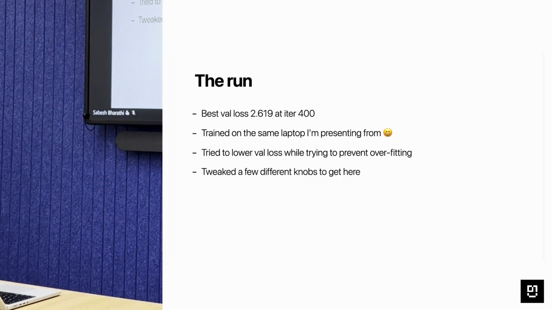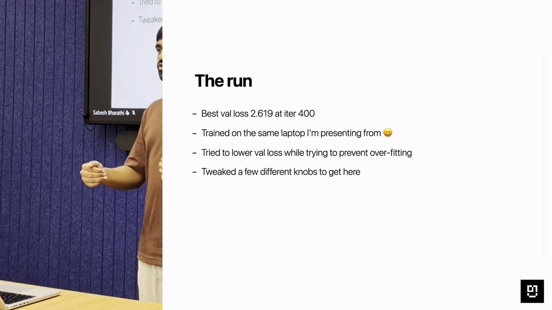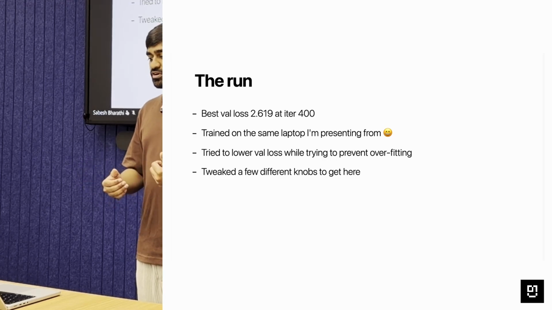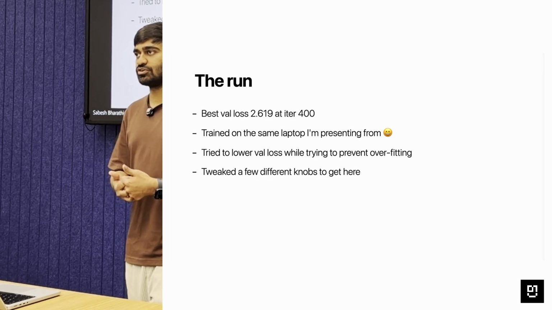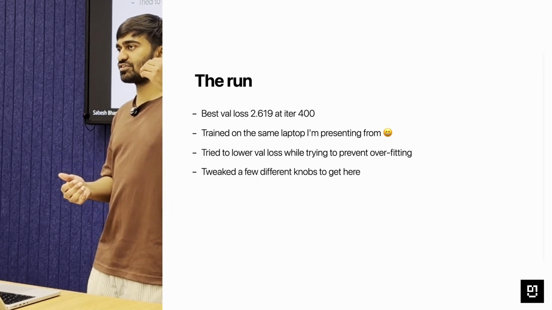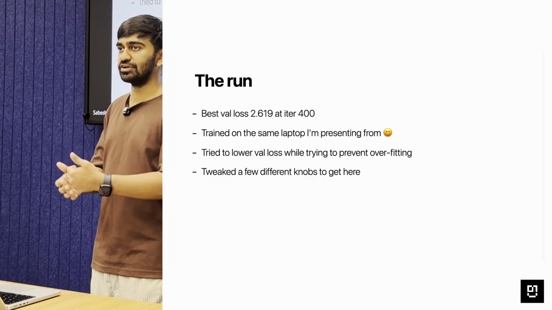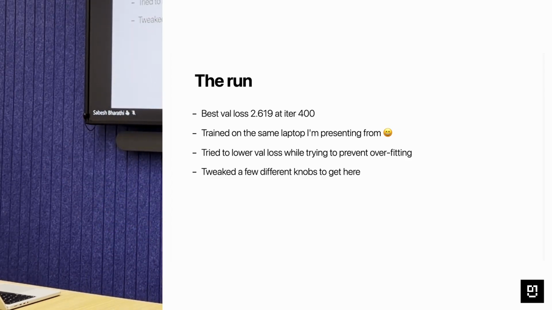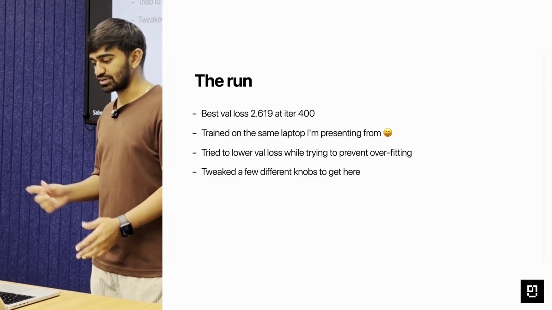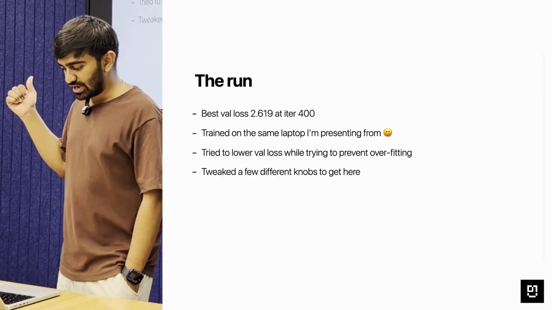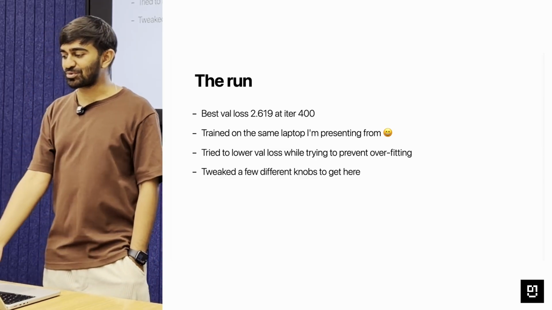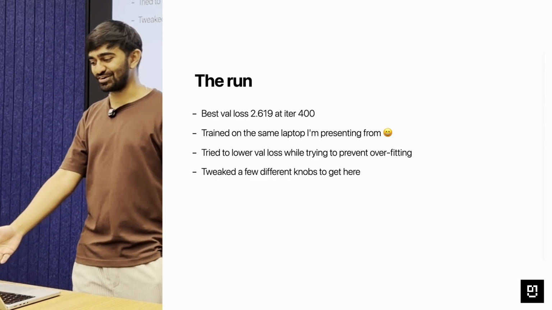Some parameters that you should be mindful of, if you're doing it, is your validation loss, which is supposed to drop. You train some and then you validate on some test data. When you do that validation, you're supposed to see better results as the training happens, based on your learning rate. So I achieved a val loss of 2.619, I think, at some iteration. And the best part is it's the same laptop that I'm presenting on that trained the model.